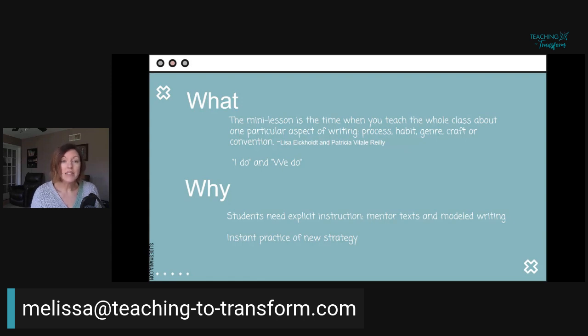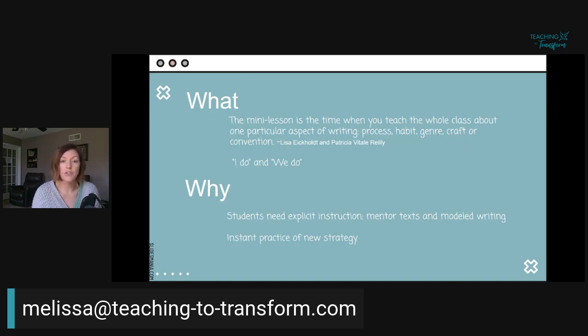Why? Well, students need explicit instruction. And of course, not just in writing, but in reading. There are reading mini lessons as well. But they need explicit instruction. They need to really see how the skills work, see them in action. So the mini lesson allows for that.